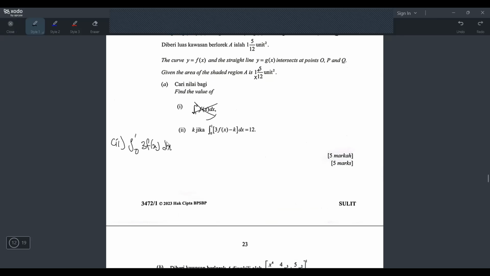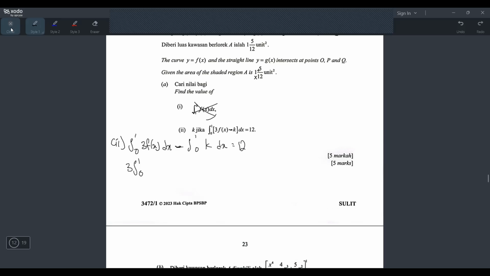Usually students forget to write this dx, so make sure you write it. And then minus. Why minus? Because I follow this minus, right? And then integrate 10 to 3 k dx equals 12. You don't have to write the minus again here, because you already wrote the minus in front. And then the 3, you can bring it to the front.